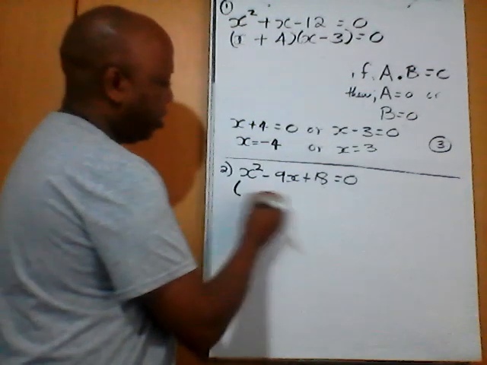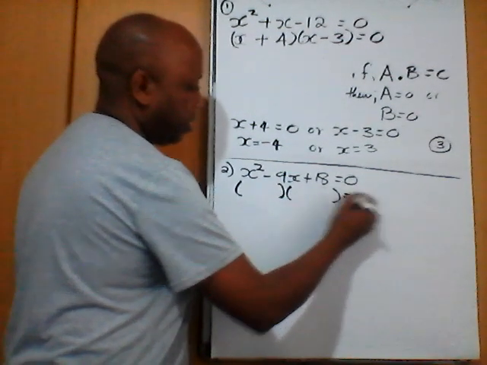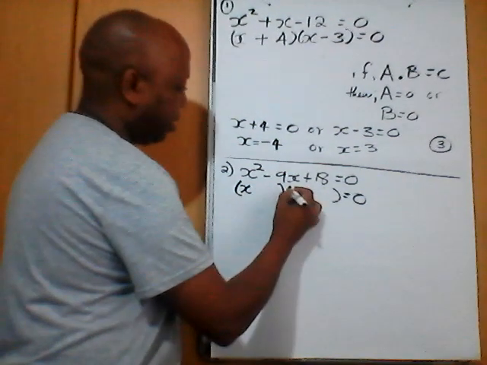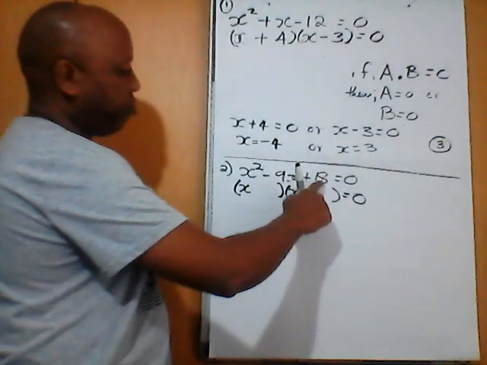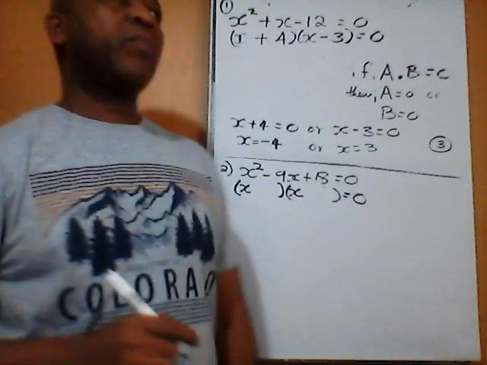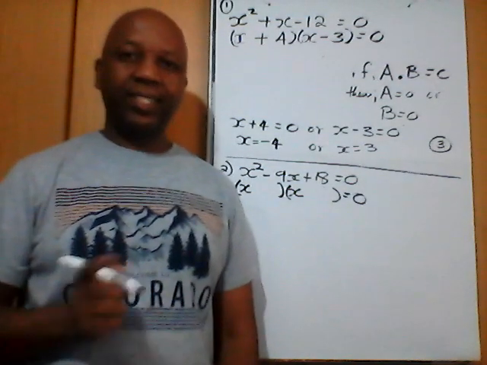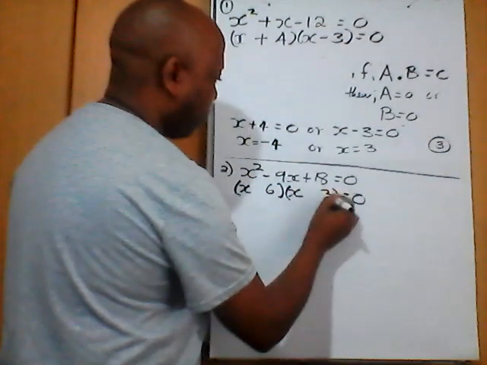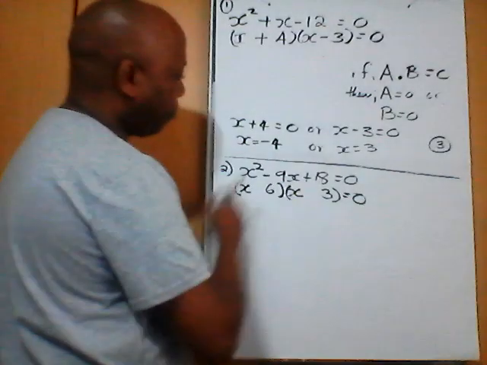Let's go. 2 brackets, equate that to 0. Factors of x squared are x and x. Factors of 18, that will give you 9. 6 times 3 is 18. 6 plus 3 is equals to 9. I'm going to put a 6 there. I'm going to put a 3 there.